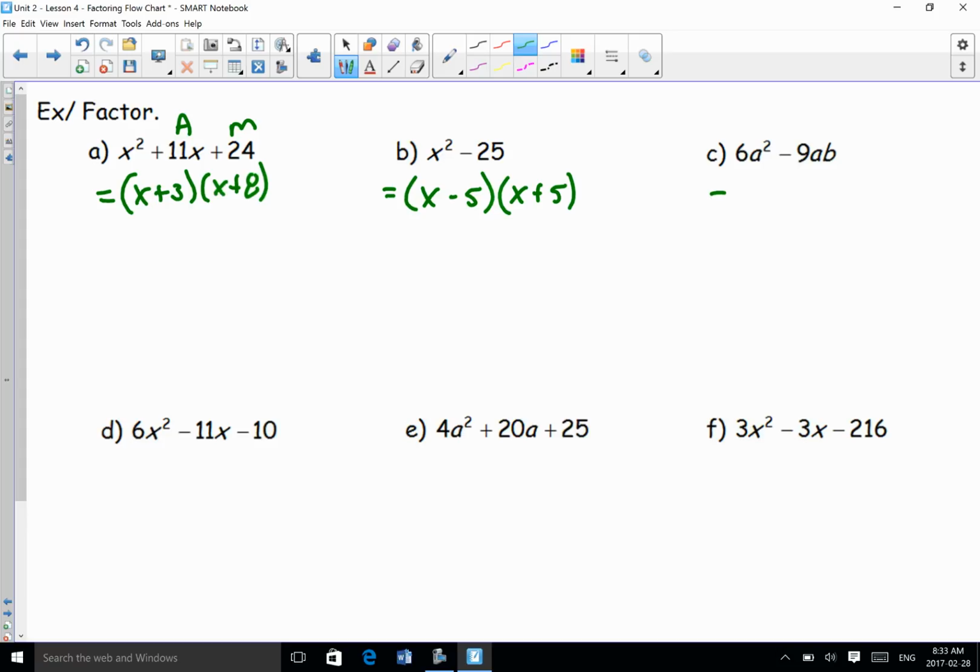Third one, common factor. They both have a 3a, so I take that out. Left with 2a minus 3b. I've got no exponents after my brackets. I can't go any further. I stop.